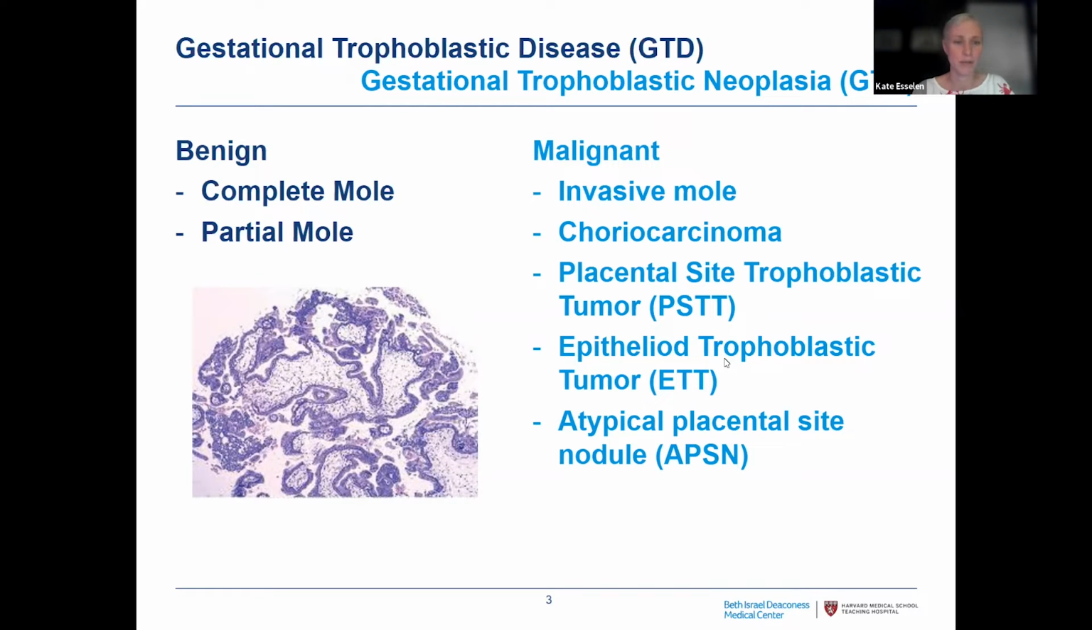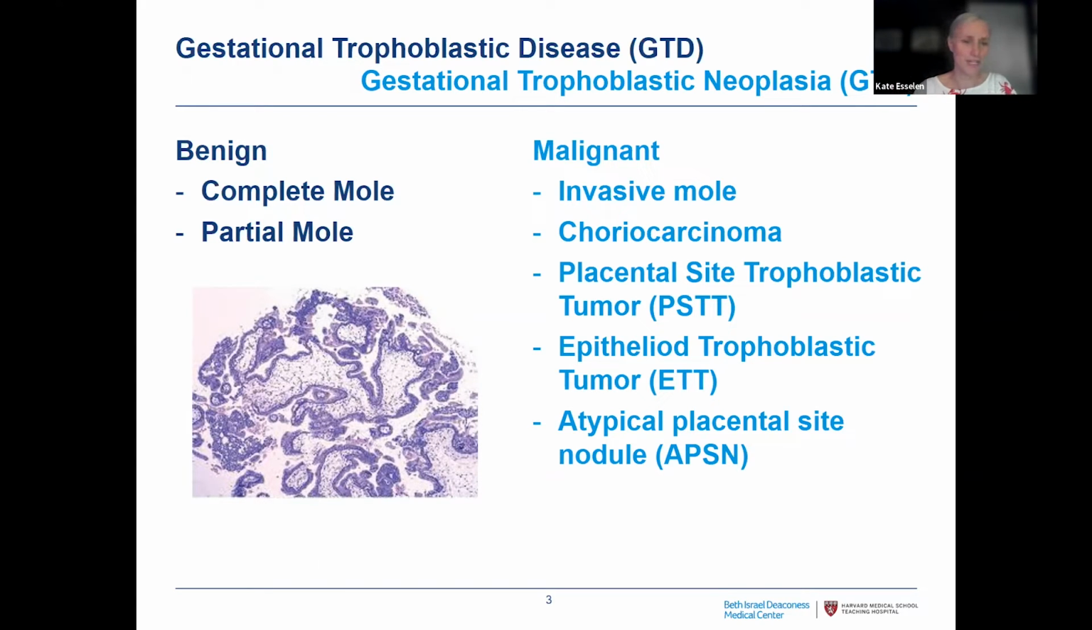Gestational trophoblastic disease is a disease of the placenta, really. It is a tumor that arises in the placenta and has the potential to invade locally and also to metastasize distantly. GTD is unique because it is a tumor arising not out of the host, maternal tissue, but out of the gestational tissue.